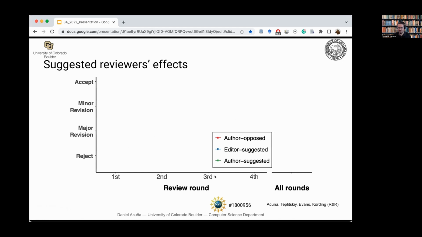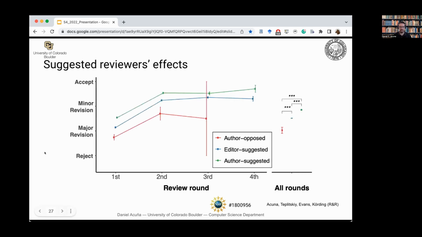And we separate that by the type of reviewer. Was it suggested by the author, suggested by the editor, or opposed by the authors? Sometimes the editor invited to review people that you oppose, so that was kind of fun. And we see immediately that there is a significant difference across the review rounds between these groups.